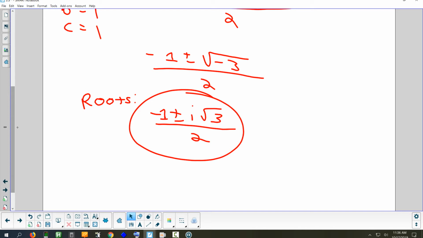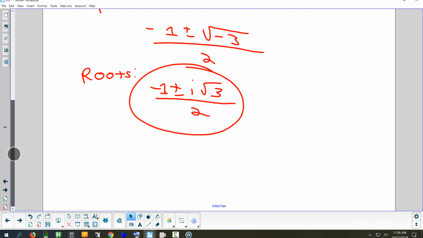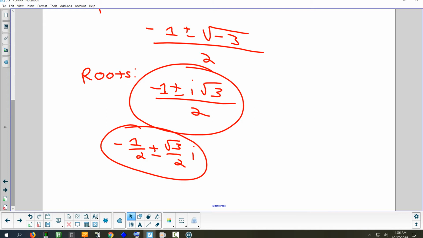Now, that's okay to leave it that way, because they weren't picky. They didn't say write your answer in standard form. If they did, this is how it would look. Negative 1/2 plus root 3 over 2i, and negative 1/2 minus root 3 over 2i. This is standard form, just putting the 2 over each number separately.